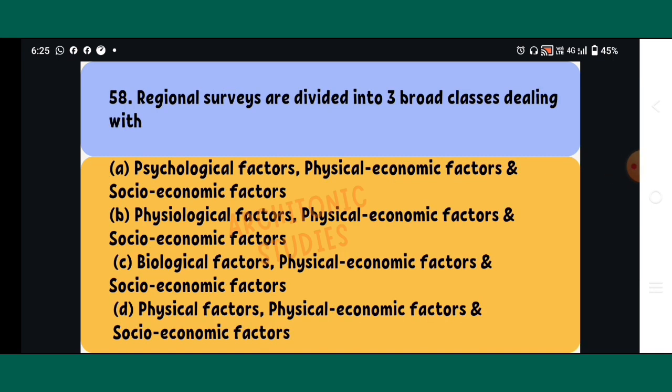Next question: regional surveys are divided into three broad classes dealing with psychological factor, physical economic factor, and socio-economic factor; physical factor, physical economic factor, and socio-economic factor; biological factor, physical factor, and socio-economic factor. And the answer is D, physical factor, physical economic factor, and the socio-economic factor.